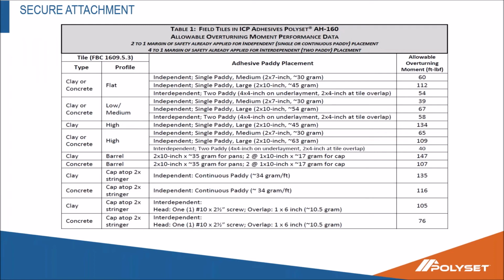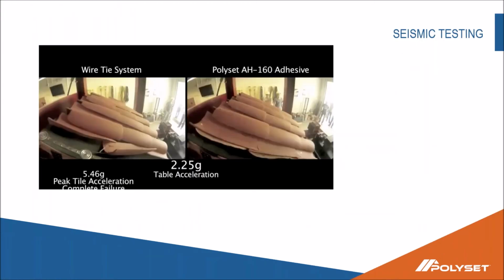On the previous slide, we showed you what those moment uplift numbers were on the RTA1 single component product. Here's what they are when you're dealing with the 2-component product. You see how now we're getting into the hundreds on various profiles of tile. So the 2-component will give it that extra uplift resistance that you need.